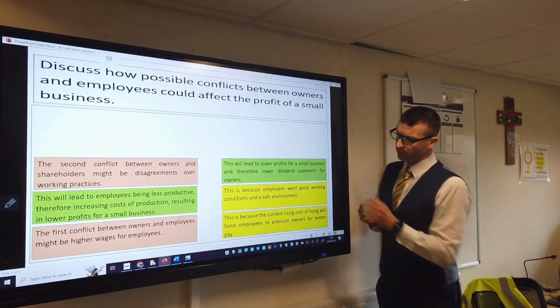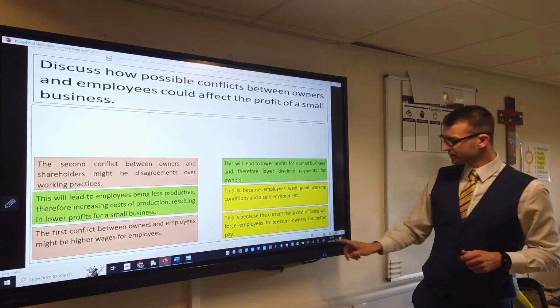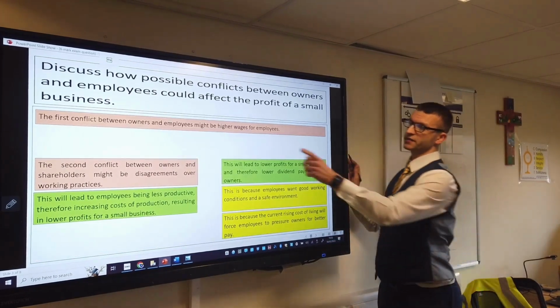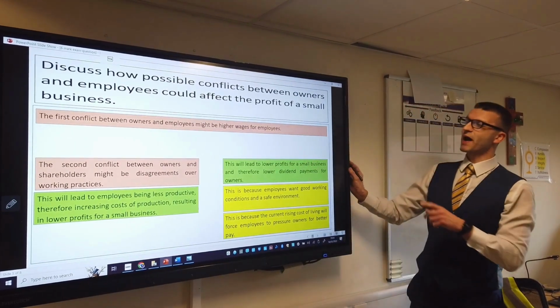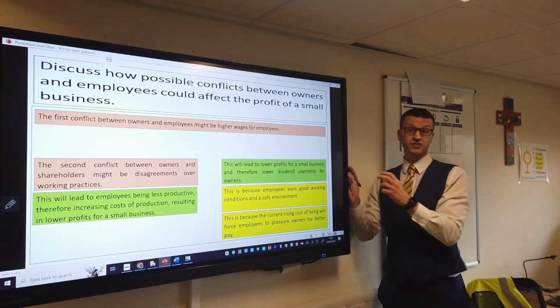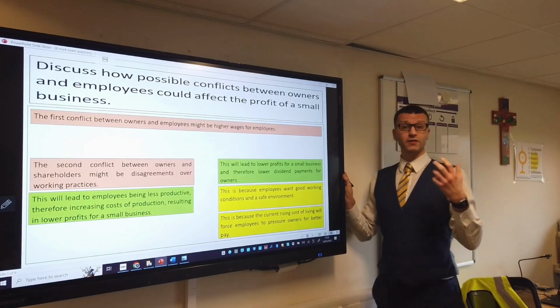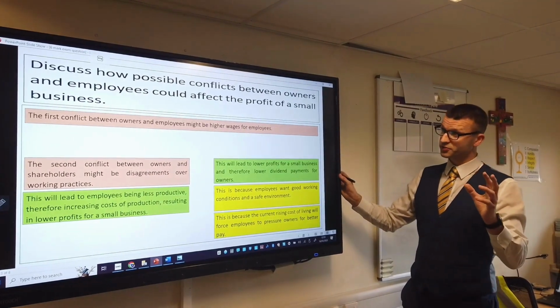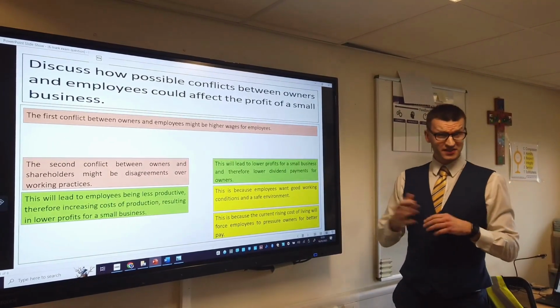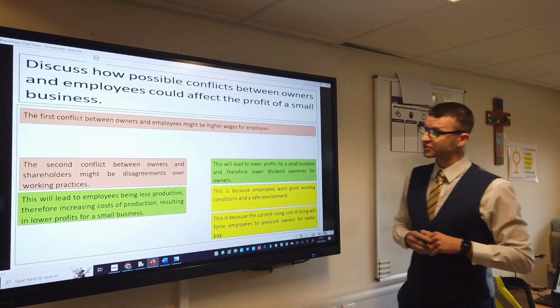First of all, in terms of red, the first conflict that might occur between owners and employees is higher wages for employees. They're going to potentially request higher wages from the owners for working within the business. That's the first argument that could take place between both of those stakeholders.